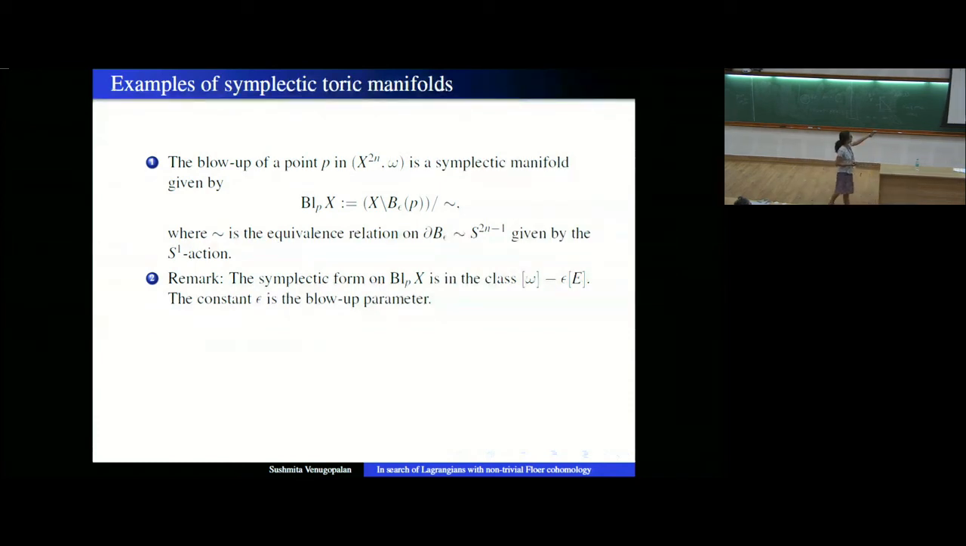So yeah, in an algebraic setting, you don't see this epsilon because you're not talking about what is the form on the manifold, but since you have to keep track of the form, you have to keep track of what's called this blow up parameter.